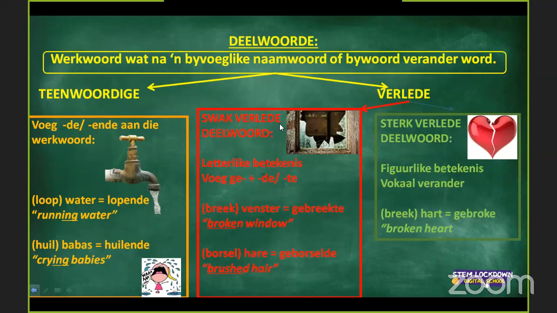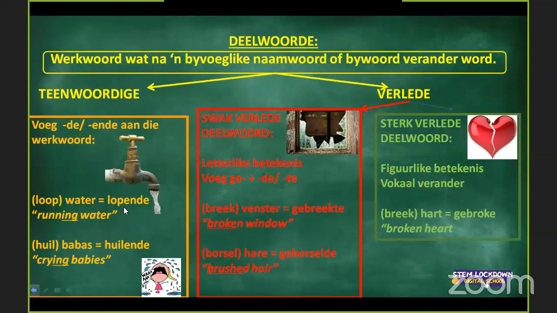So we get two types of deelwoorde. We get our present and our past participle. Ons teenwoordige en verlede deelwoord. Let's quickly have a look at the teenwoordige deelwoord. Ons voeg 'n de of 'n en d aan die werkwoord. We add a de or an ende at the end of the verb. Okay, usually with the teenwoordige deelwoord, it is currently happening.